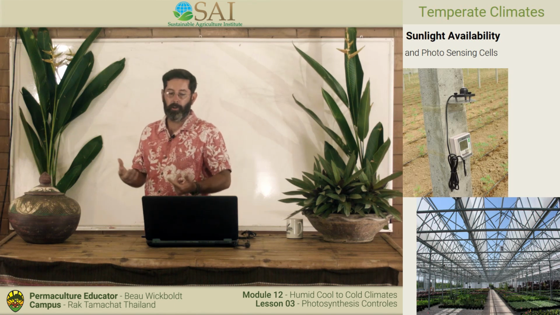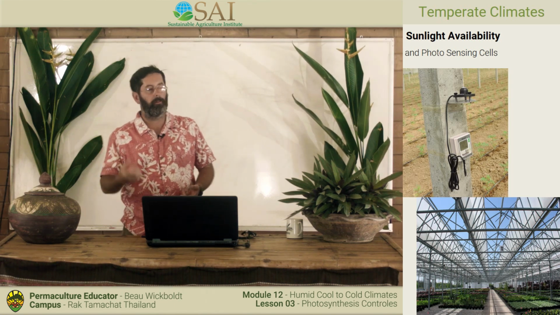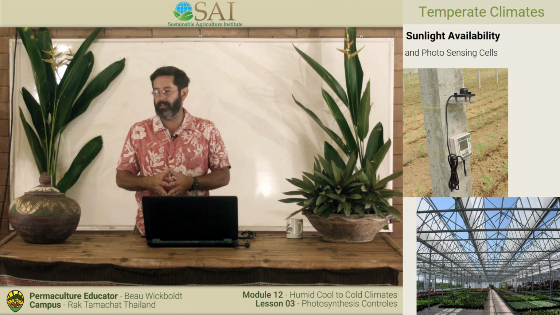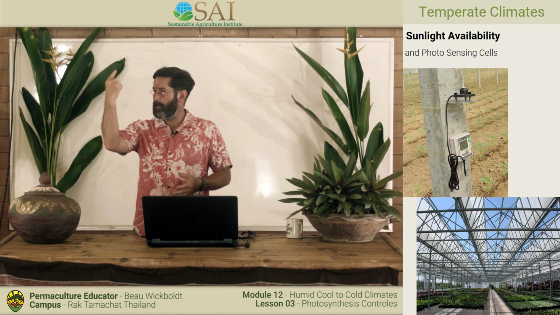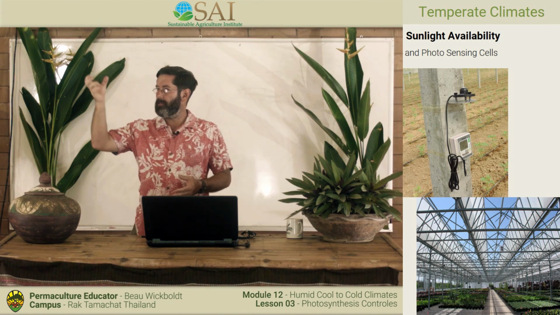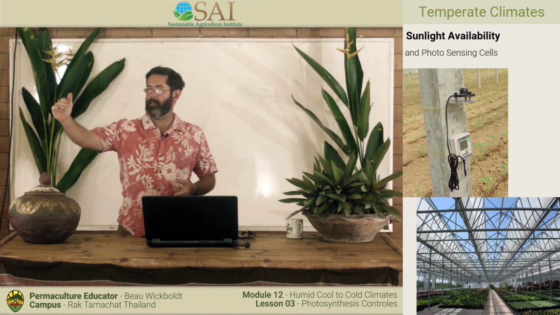So here we can use photosensing cells. So technology starts to help. Very simple. This probably only costs about $10, and it can sense the sunlight and then say, wow, this percentage of sunlight, open the shades or close the shades, for instance.